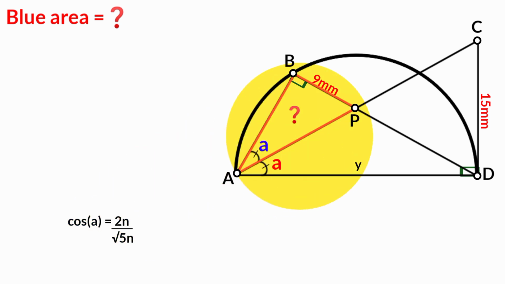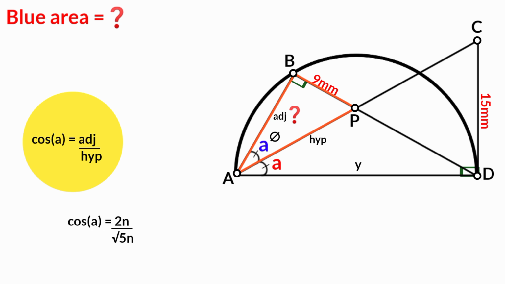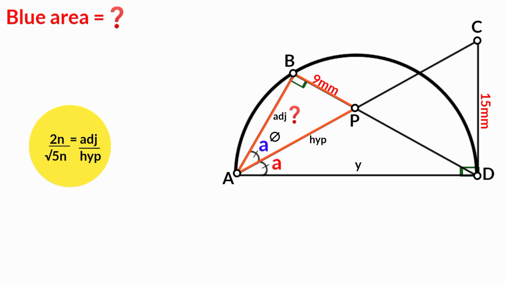Come to this triangle ABP. Use SOHCAHTOA. Taking this angle as theta, there is the adjacent and there is the hypotenuse. From here, cos theta equals adjacent over hypotenuse. Theta is A, so cos A equals adjacent over hypotenuse. Recall here cos A equals 2n over root 5n. Replace this cos A with 2n over root 5n. So 2n over root 5n equals adjacent over hypotenuse. And from this, we obtain adjacent equals 2n and hypotenuse equals root 5n. That is, this adjacent is 2n, while this hypotenuse is root 5n.